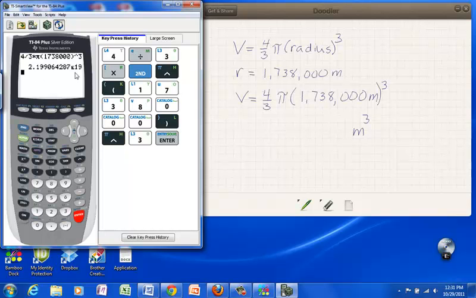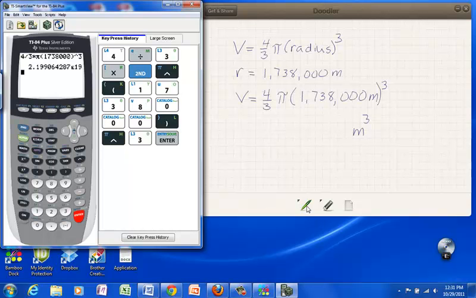Over here at the end of the number, you'll notice there's an E19. This is the calculator's way of putting a number into scientific notation. And it works very well for the calculator, but when we transfer it to paper, we need to write it in the correct scientific notation.